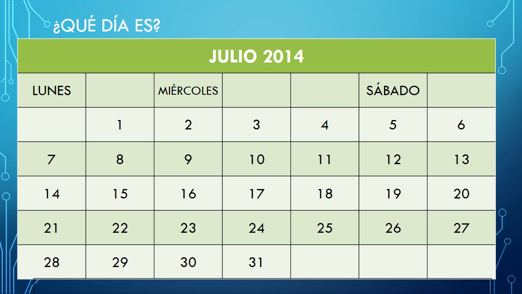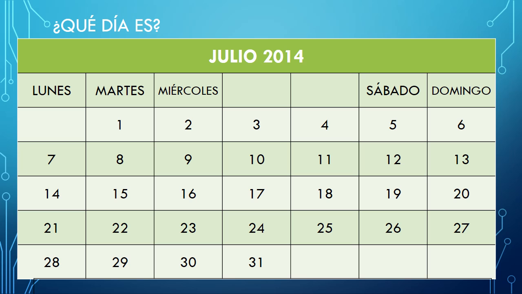¿Qué día es el 13 de julio? El 13 de julio. El 13, the 13th, is domingo. Es el domingo. ¿Qué día es el 15 de julio? ¿Qué día es el 15 de julio? Martes. El 15 es el martes.